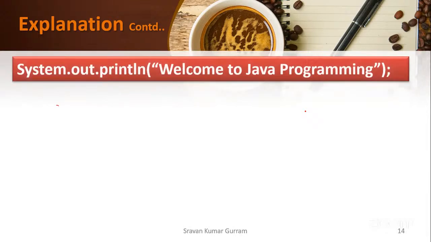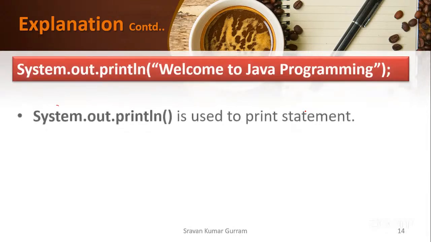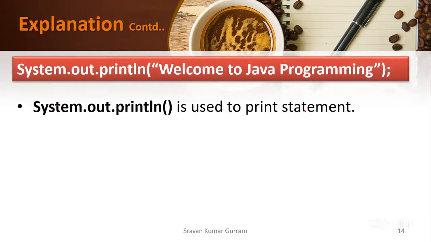See the next statement. What is System.out.println? System.out.println is the output statement. If you know C language, the output statement in C is printf. In Python, print. In C++, cout. Like that, in Java, the output statement is System.out.print or println. You must write each and everything.